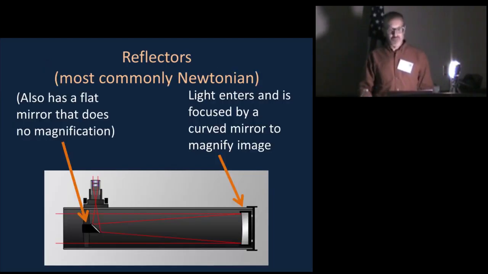All right, let's talk a bit more about reflectors. And the most common type that you'll hear about are called Newtonians, like the example here. As I mentioned, there is the mirror there in the back that does the magnification. There's also that flat piece of glass that does no magnification, but gets things out to where you can see them.